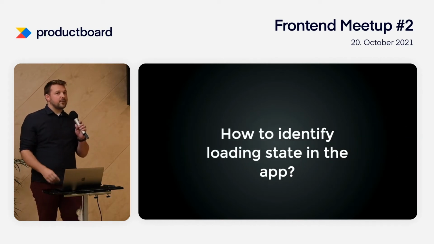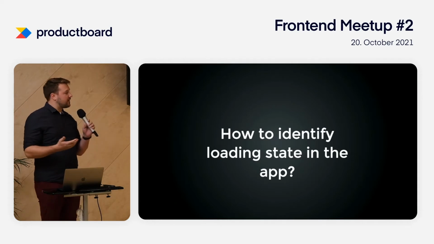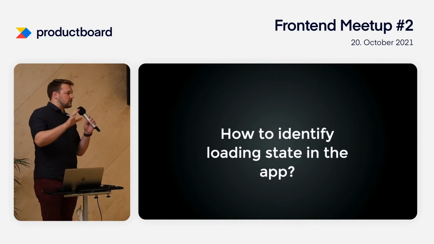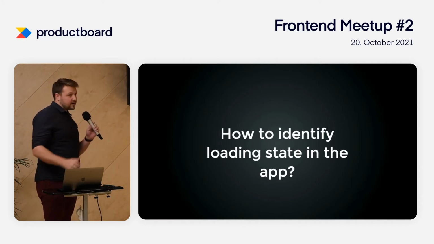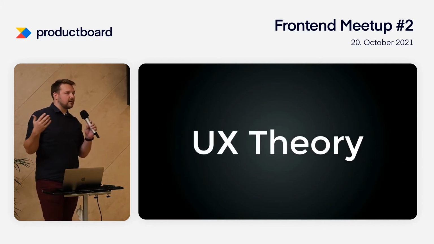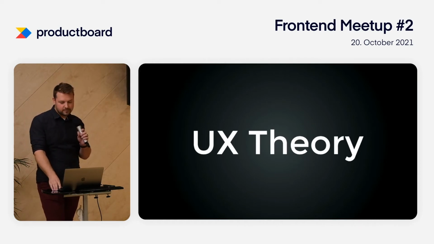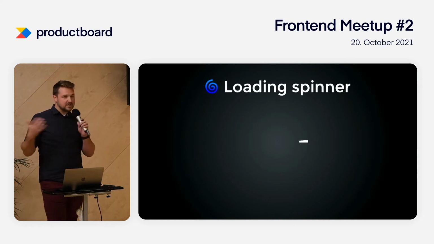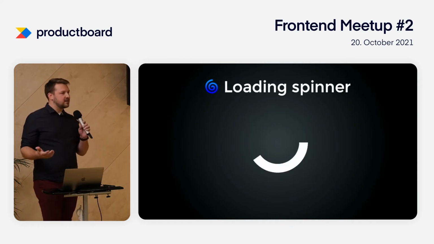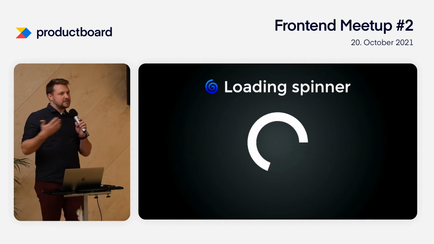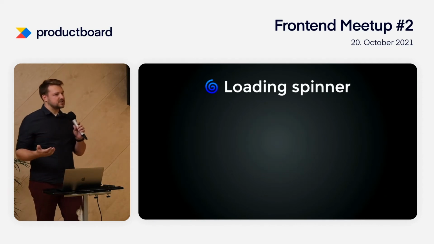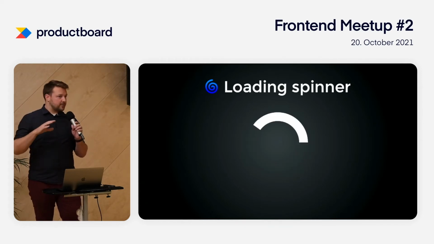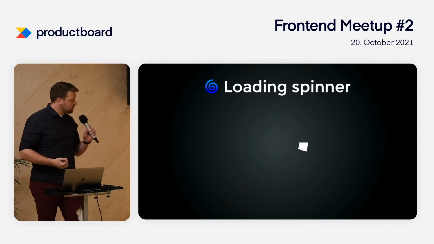So we were dealing with the problem that we have to identify the loading state of the app. Now we had to take a step back and think about what the various approaches to this problem are, right? The first one, how you can identify the loading state, is obviously the loading spinner. This is the easiest one because it's usually just a simple React component. You place it in the DOM and you remove it when the fetching is finished.